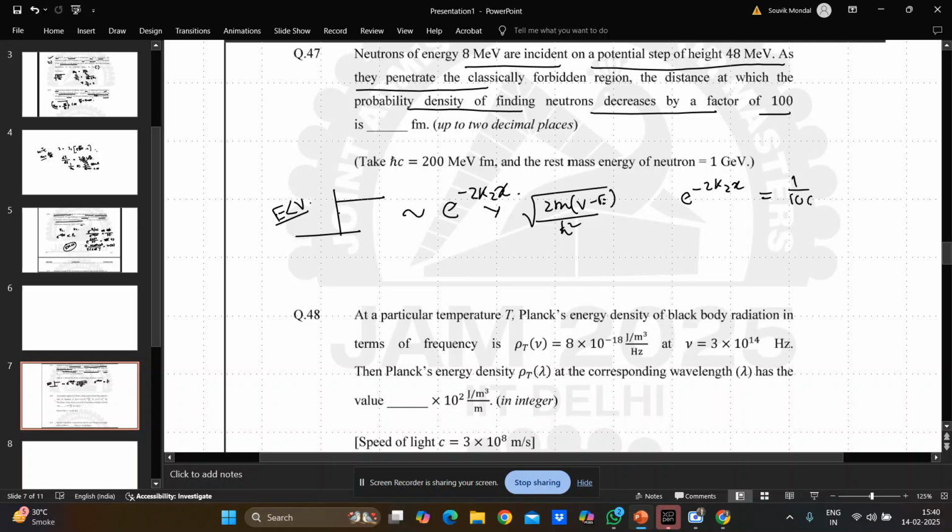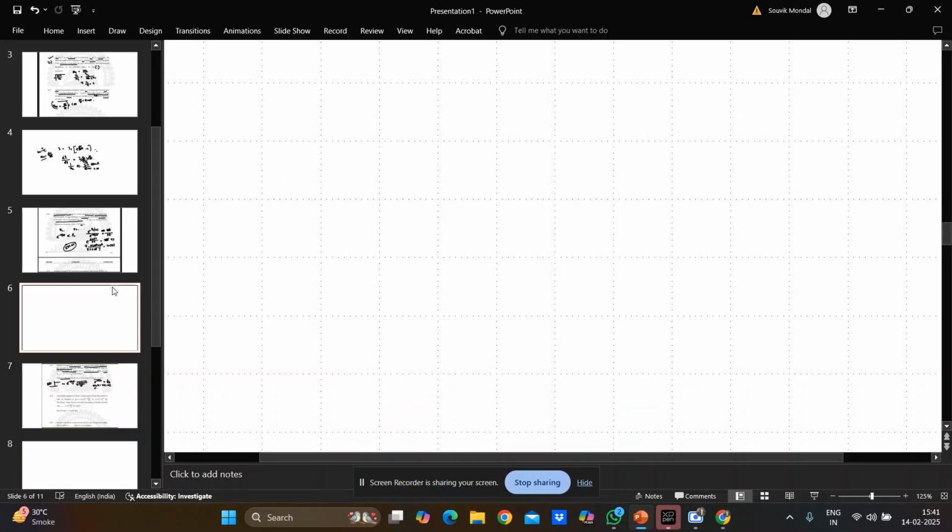Okay, so they are simply telling us that 2k2x is equal to log 100. So this is fine. But the difficulty in this question is you have to find k2, and there are lots of things sitting here: h cut, m, v, e. And they are in MeV, many, many things. So let me give you a very good idea of how to use these values accurately to simplify your life. So let us find k2.